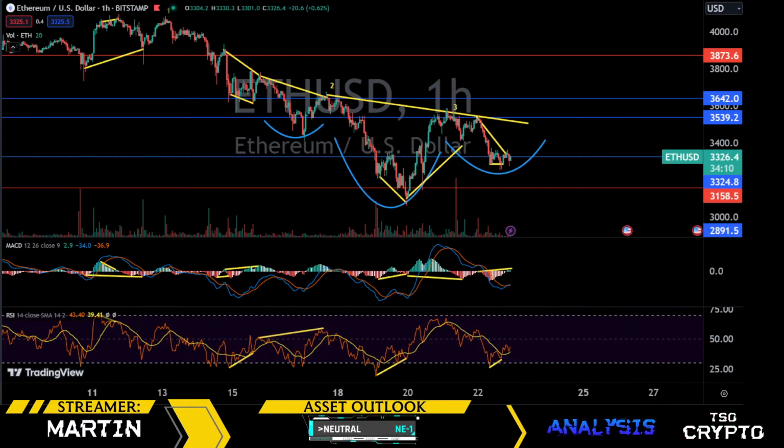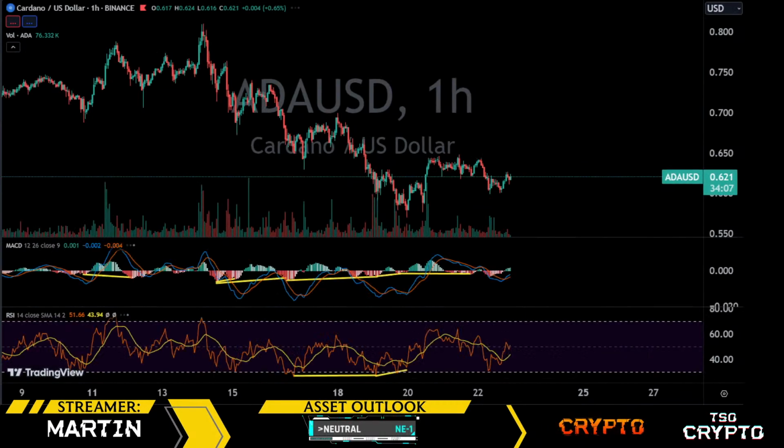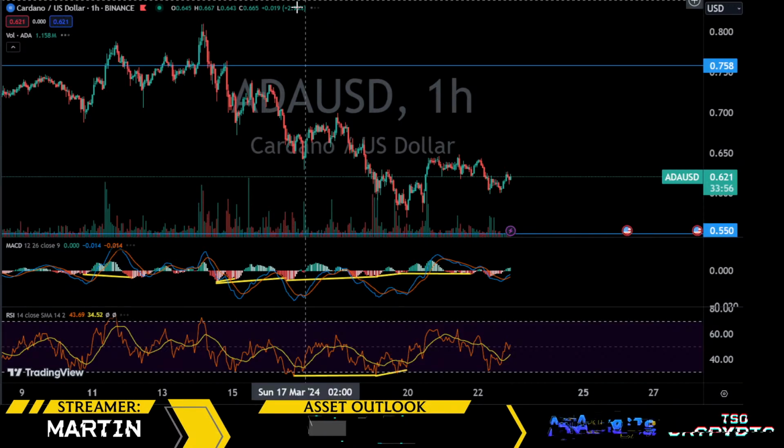Gonna run ADA real quick. Where's ADA at? 62. All right, let's check ADA at 62 cents, 62.1. Oh, man. All righty, ADA, load up.